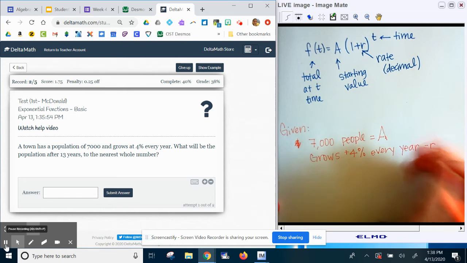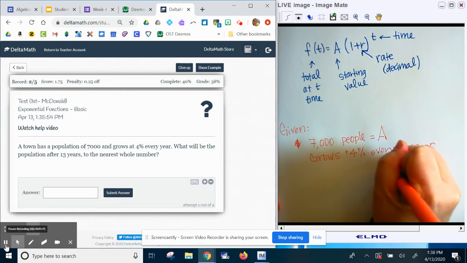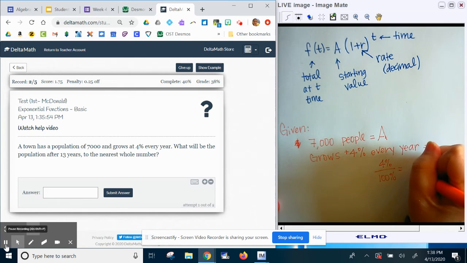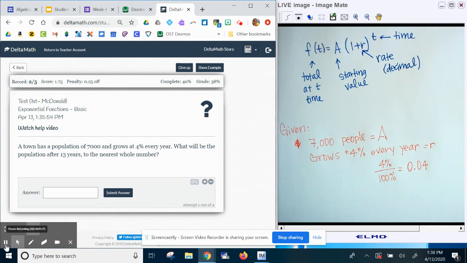But remember, a rate needs to be a decimal. So in order to get to a decimal, I do my 4% and I divide it by 100% total to find out what that is. Or you could just move the decimal point over 2 spots. So it's 0.04 is my rate. Okay, now I'm ready to plug it into my equation.